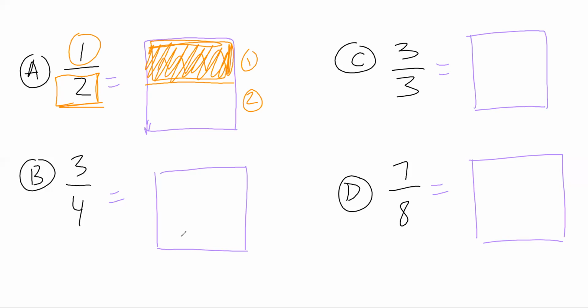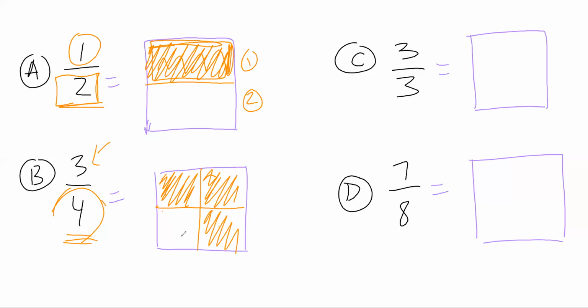Okay. All right. Next one. Denominator: how many parts do we need to cut it into? Well, let's take our whole and cut it into 4 because it says 4, right? 1, 2, 3, 4. How many are we going to shade? Well, that's what the numerator tells us. So let's shade in 3. 1, 2, 3. Cool.